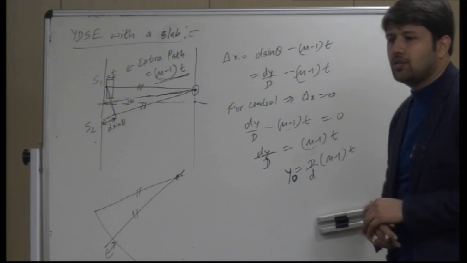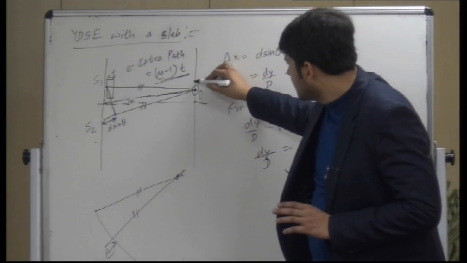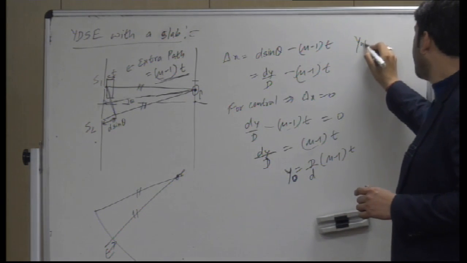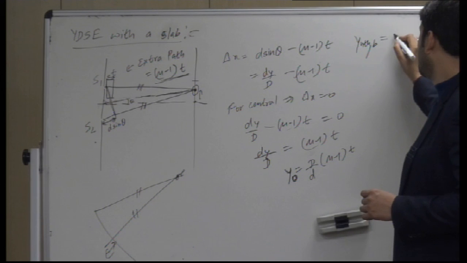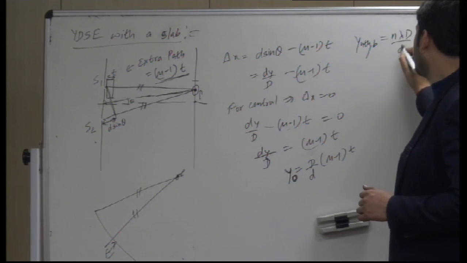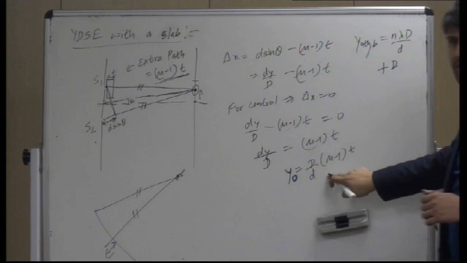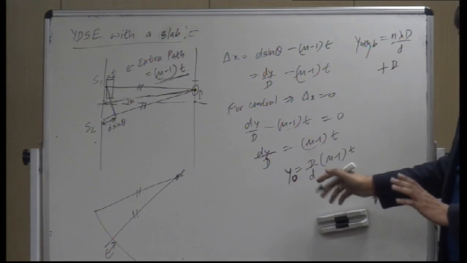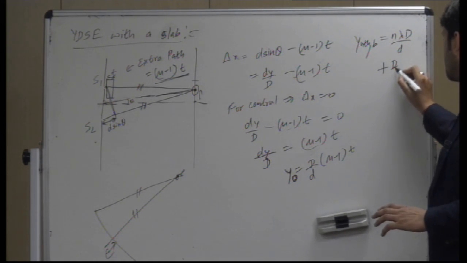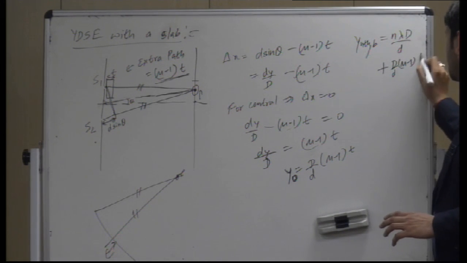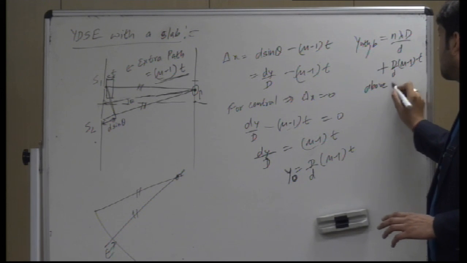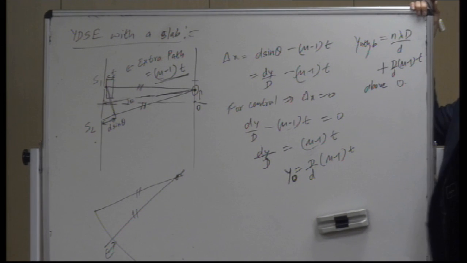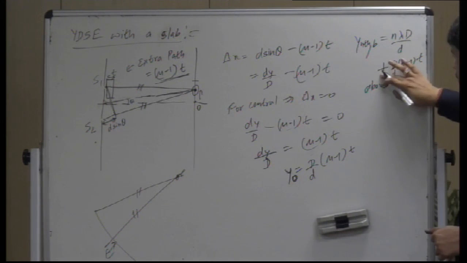What happens now? Central is shifted up. The first one would be shifted up, second would be shifted up. So now the position of nth bright would be n lambda capital D by small d plus this fixed value. The whole setup is shifted up, so this fixed value remains with everyone. This is above the O point. In the upper half this will be there. For the lower half, this thing should be negative.